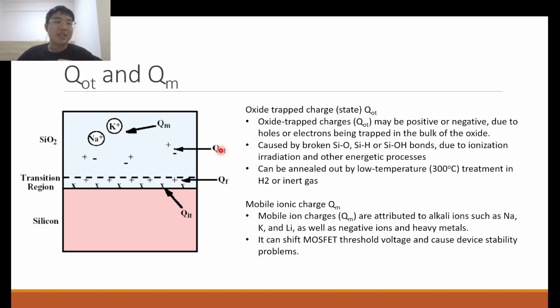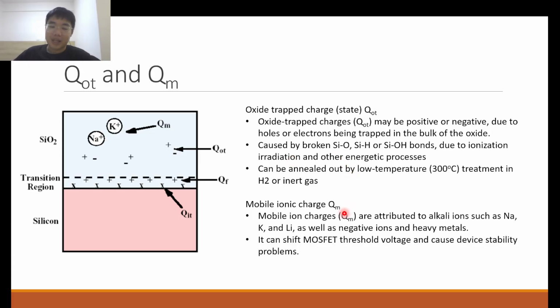Why do these trap charges, once they are charged, occur in the bulk of the oxide? It's normally caused by broken covalent bonds in the oxide bulk, and this can happen due to energetic processes that the silicon dioxide layer is exposed to. For example, ionization: when you do ion implantation, the silicon dioxide is often exposed to a high energy ion beam, or other energetic processes involving plasma, like plasma etch, plasma enhanced deposition, things like that. Once again, it can be annealed out by an annealing treatment in hydrogen gas or in inert gas. So this can be annealed away.